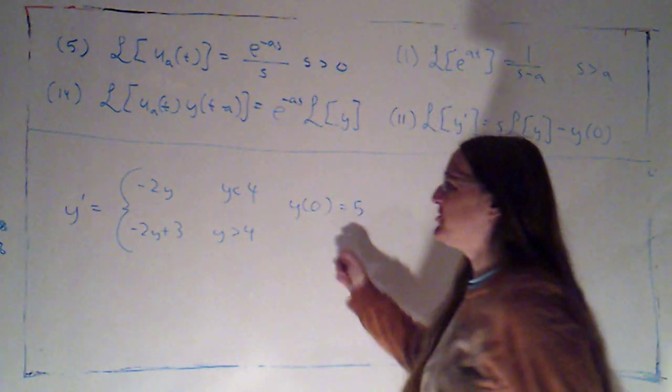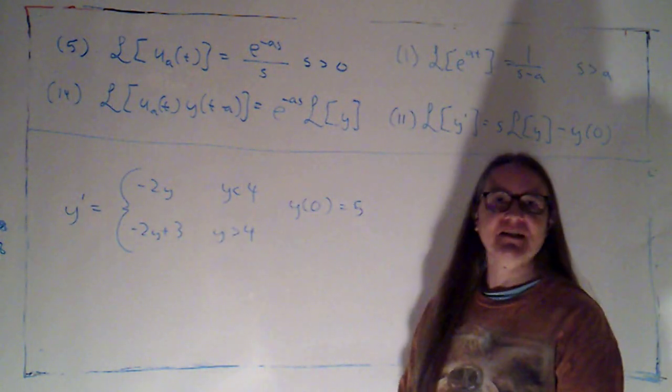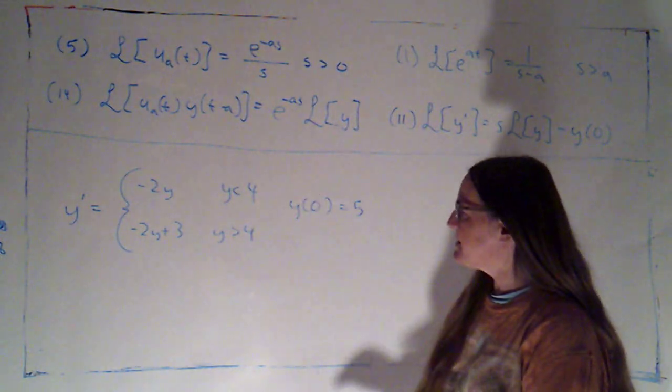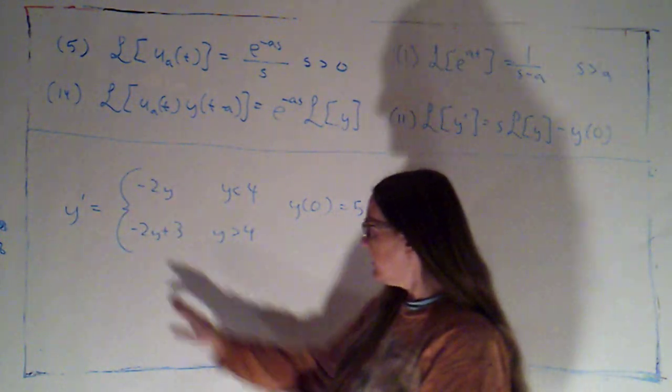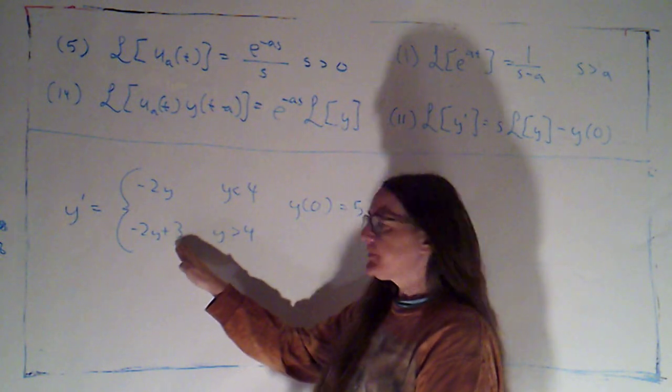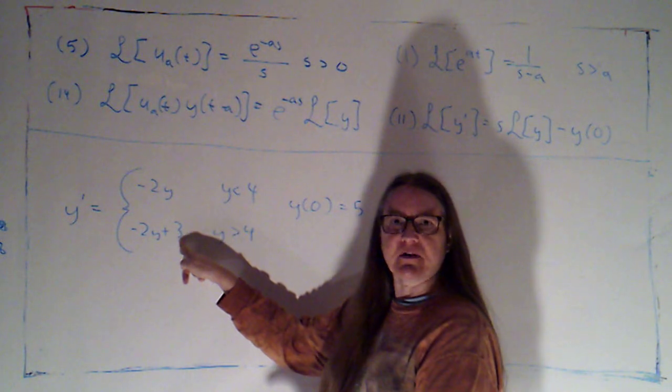Okay, I've got what I consider to be an interesting initial value problem up here on the board. Y prime is this piecewise function. If y is less than 4, y prime is just negative 2y. But if y is bigger than 4, it's negative 2y plus 3. So essentially at time 4, we added a 3 to the derivative.